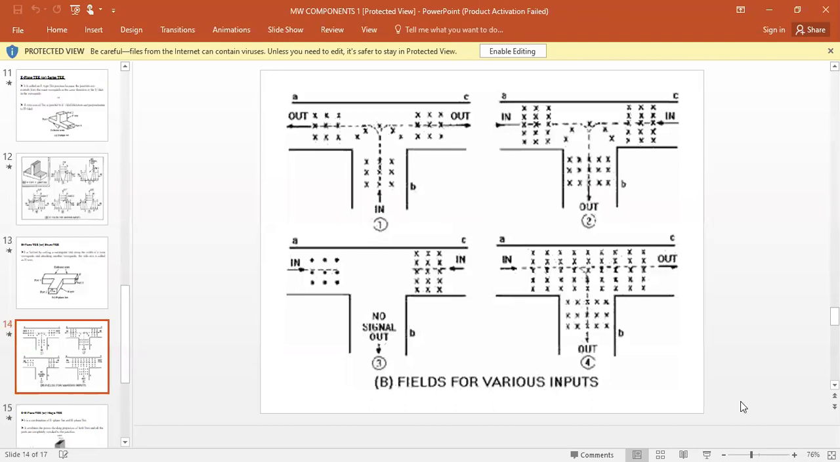Here there are 4 figures. In the first figure, if the signal enters at 1, the power is split equally to A and C. The power enters from A and is distributed to B and C. Also, if power enters at C, it comes out from B. Here both powers are transmitted with opposite phases, shown as dotted and cross. So whenever you enter opposite phase signals at the A and C ports, the output across B will be 0.